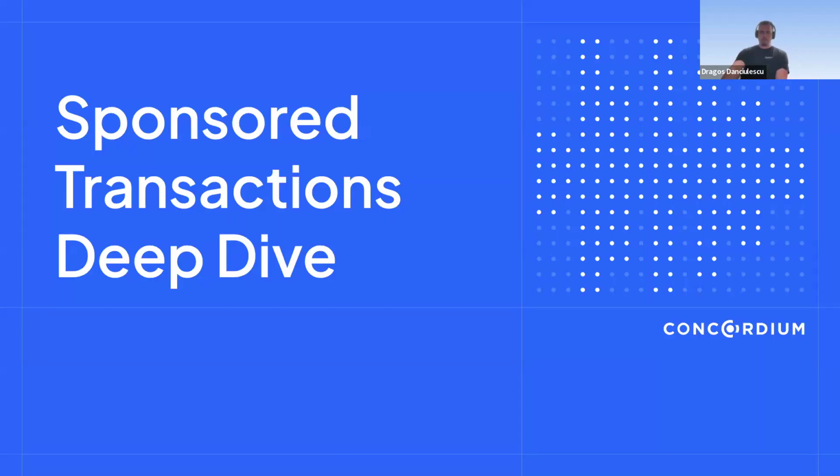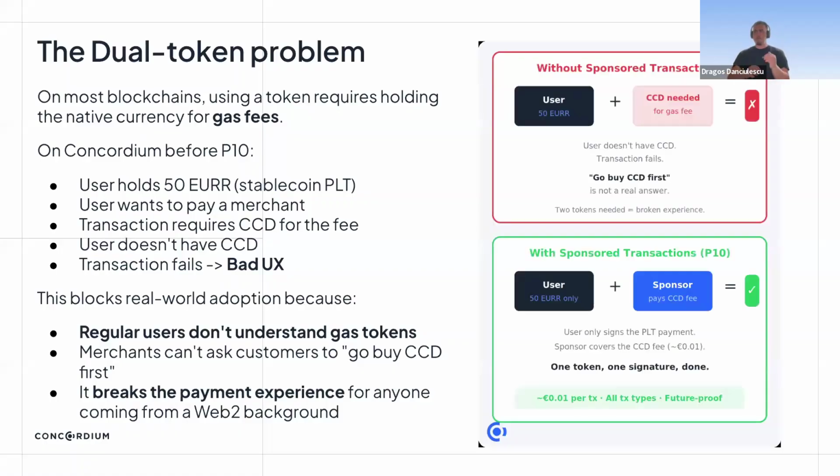Now, the solution to this was introduced in Protocol 10 and its sponsored transactions. Let's go ahead. What we have at the basis of this is the dual token problem. On most blockchains, using a token requires holding the native currency for gas fees. It was the same on Concordium before Protocol 10. So if a user has 50 euro stablecoins and wants to pay a merchant, the transaction will require holding CCDs for the fee. If the user doesn't have any CCDs, the transaction will fail.